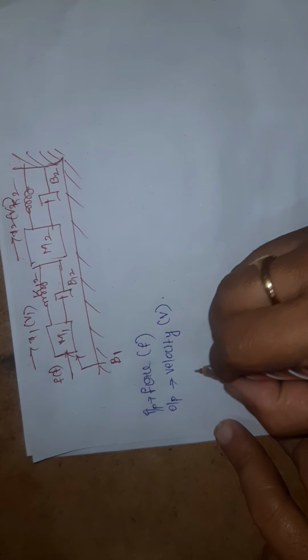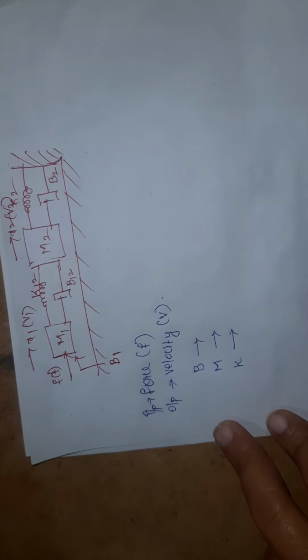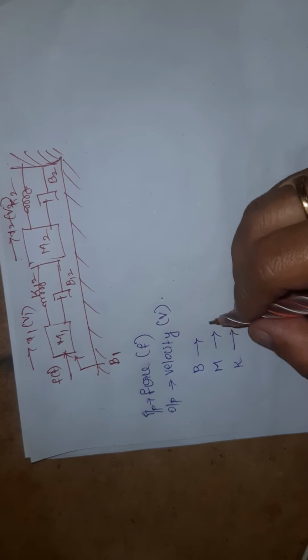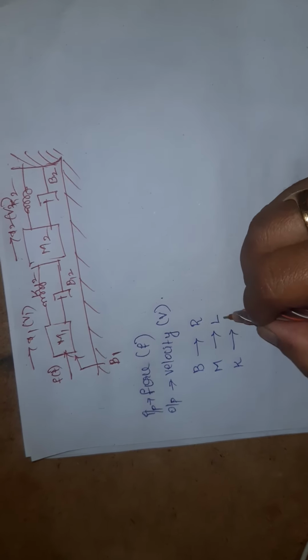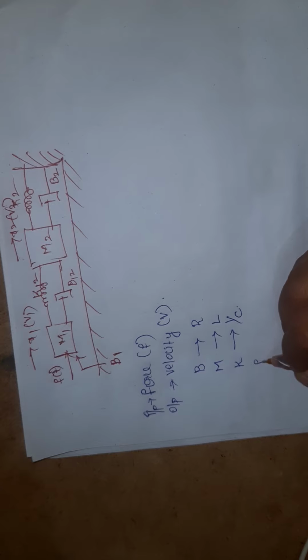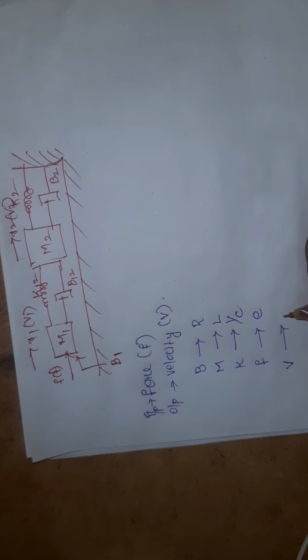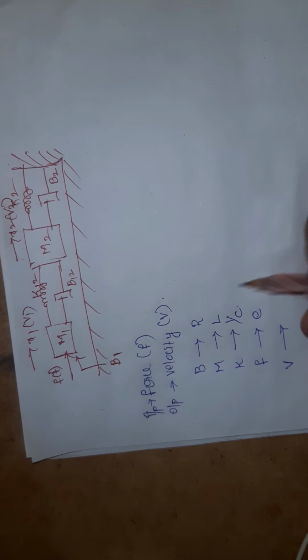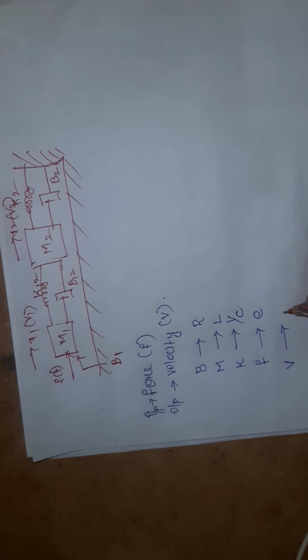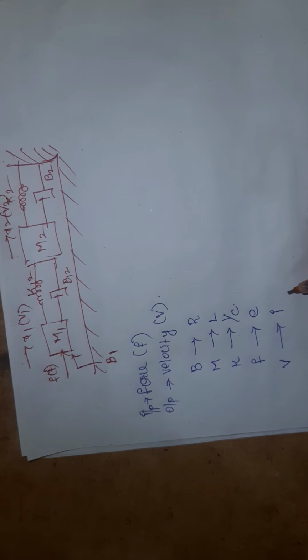Next, what are B, M, K in force to voltage analogy? B is nothing but R, M is nothing but L, K is nothing but 1 by C. So here input F will become the voltage source, and the output velocity will become current. The output here is nothing but current I.